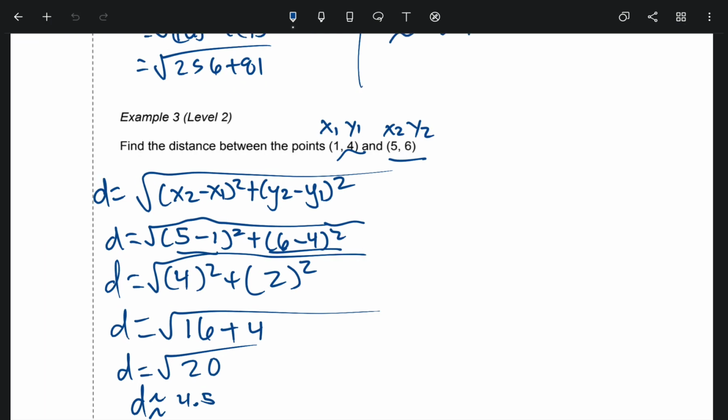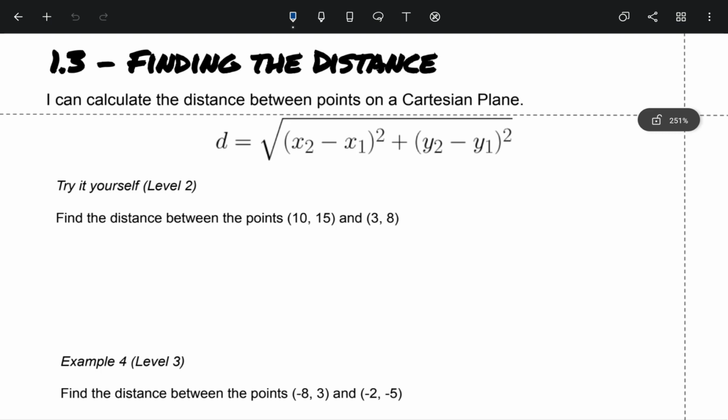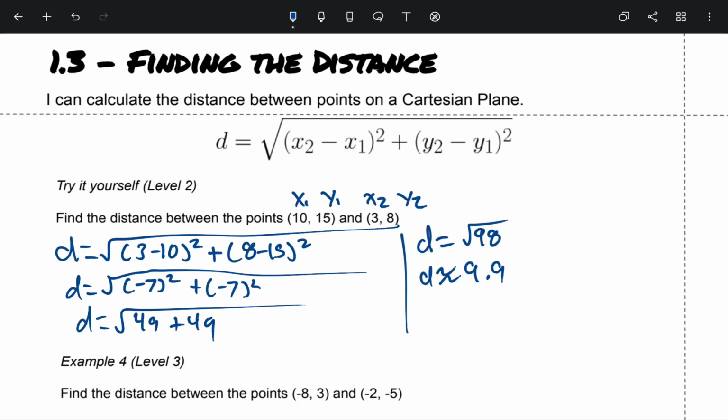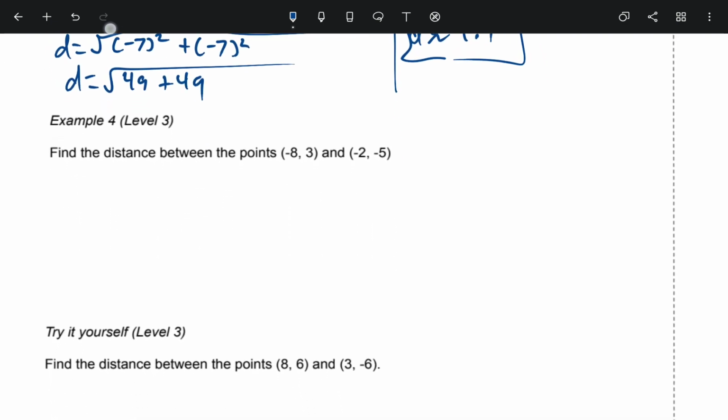We're about to go to the next problem. Go ahead, give this one a try, and I'm going to give you the answer. Pause the video if you need it. 3, 2, 1. Okay. So our answer is about 9.9. Pause the video if needed, and let's move on.